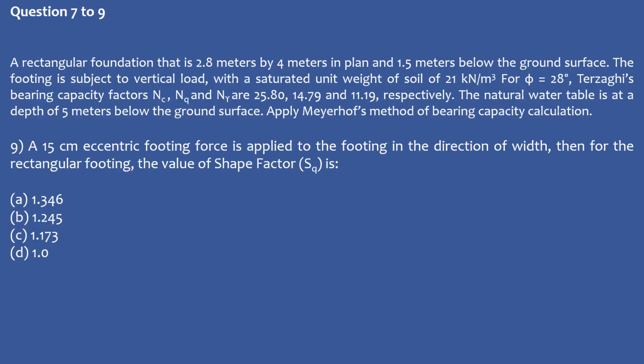The eccentricity comes into the picture. A 15 centimeter eccentric force is being applied to the footing in the direction of width. Then for the rectangular footing, the value of the shape factor is. So let's say you are having the 2.8 meter by 4 meter in plan. So let's check this. So you need to take into account the eccentricity, and then you need to calculate the value of the shape factor.